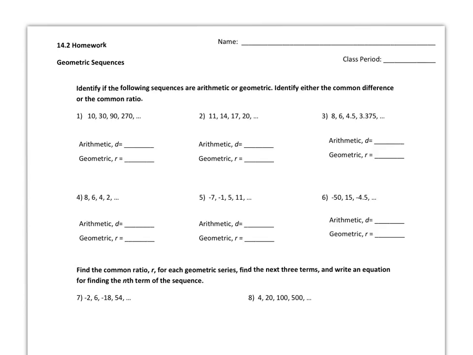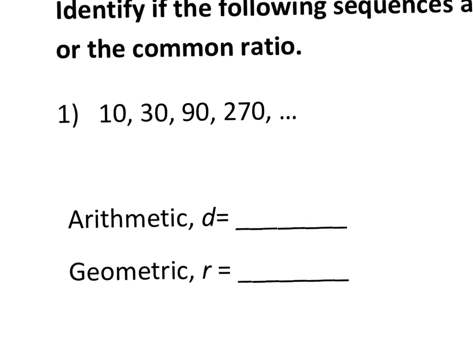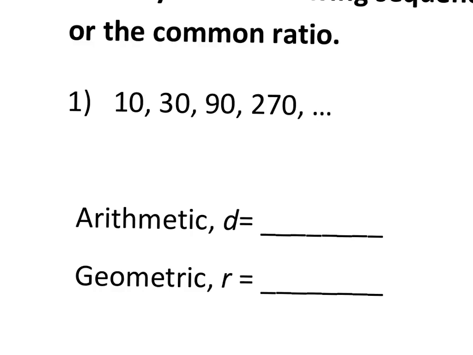So look at problem 1. My numbers are 10, 30, 90, 270. So I've got to figure out what's happening every time. So to get from 10 to 30, what could I do?